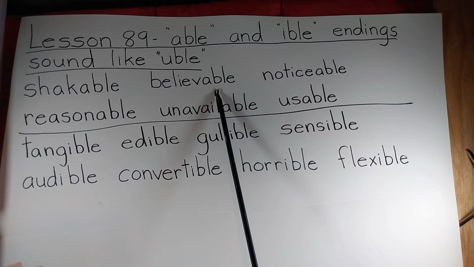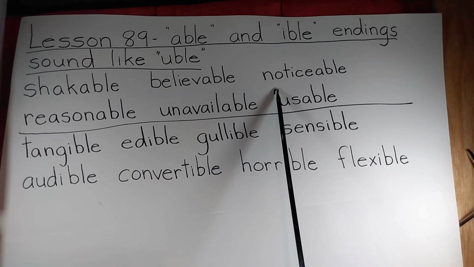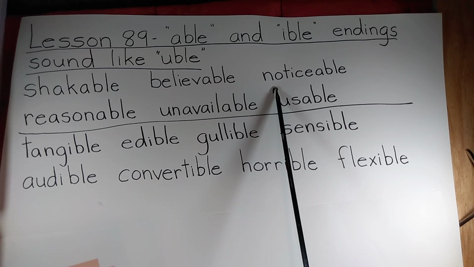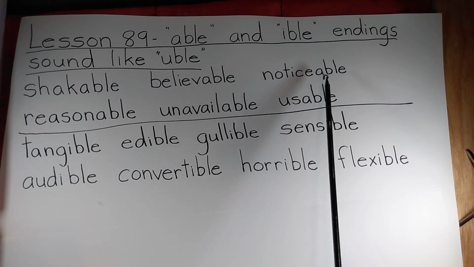So the child's story was very convincing. It was quite believable. We could believe it's really true. The next one, noticeable, able to be noticed or able to be seen. The scar on his neck was very noticeable, which means you can see it.